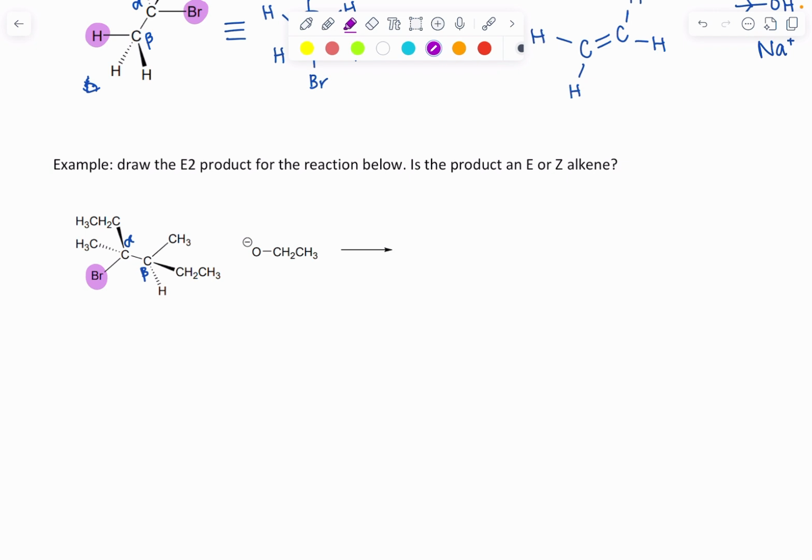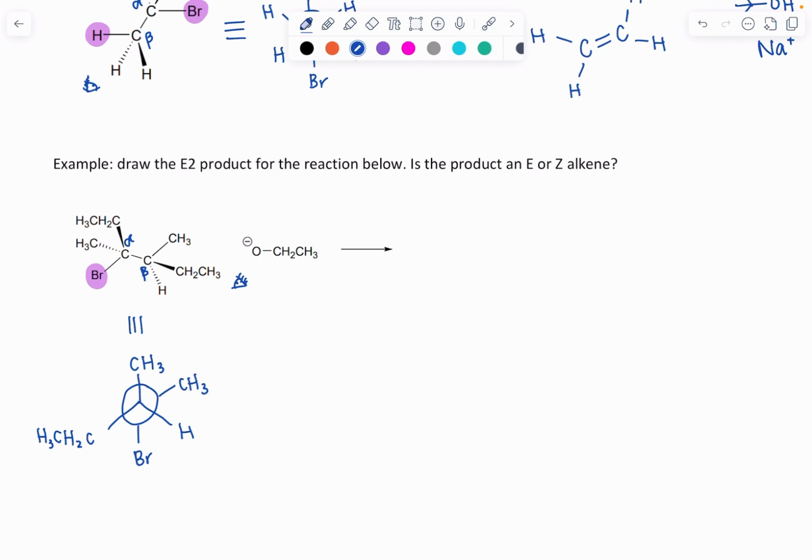So if we again draw Newman projection, we can put alpha carbon in the back just to keep things consistent with our previous example. So beta carbon in front. That would make CH3 up here. Hydrogen. An ethyl group. And then for the back carbon, the alpha carbon, bromine is pointing straight down. This would be methyl. And this is ethyl.